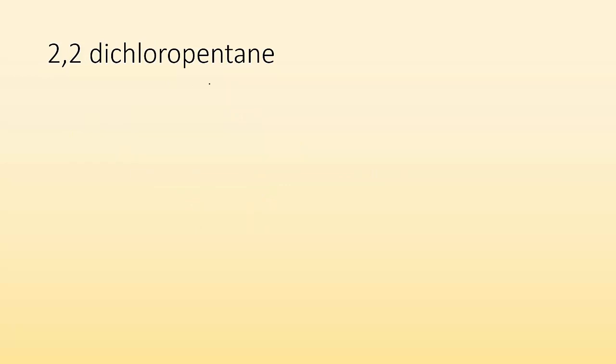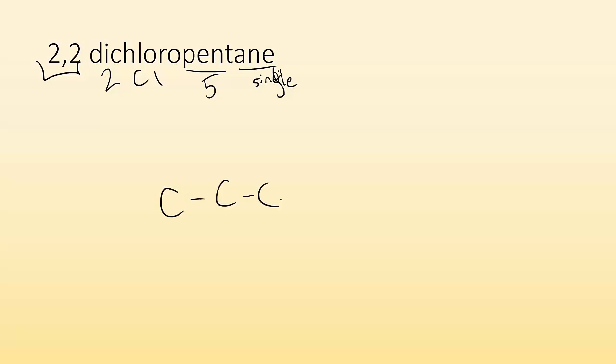Or what if I had 2,2-dichloropentane? Let's break it down. Pent is telling me I got 5 carbons. Ane tells me that there's single bonds, and I can't spell, there you go. Dichloro tells me that there's 2 Cl's, and these numbers are telling me what carbon that they're on. So let me draw it out. Pentane, I got 5 carbons.